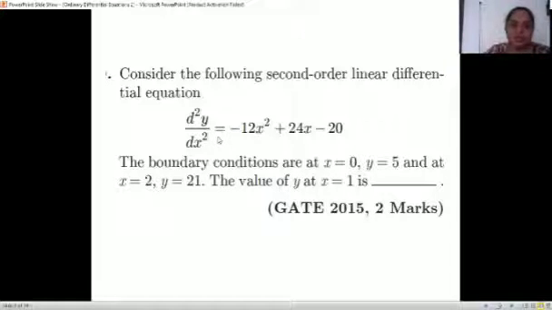Now we have to find its yp also, as here is a non-zero term. So write down yp is 1 upon D square into minus 12x square plus 24x minus 20. But in our polynomial cases, we have to write 1 plus something or 1 minus something in the denominator, right? But here in this case, there is simply D square in the denominator. What to do?